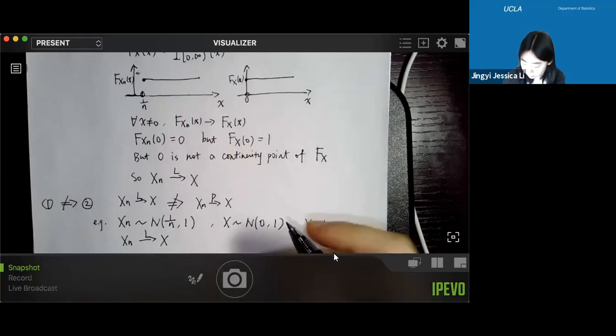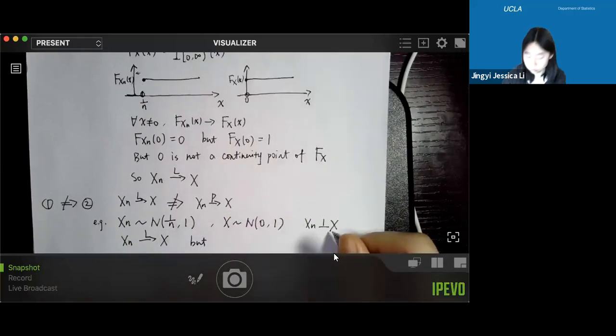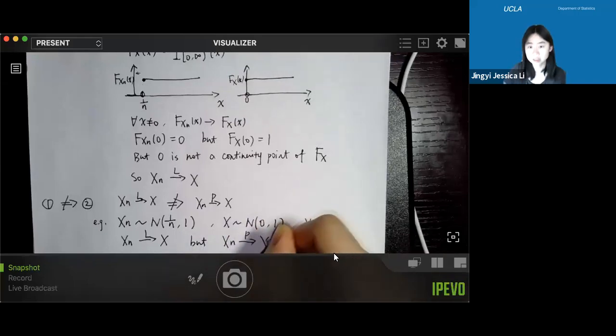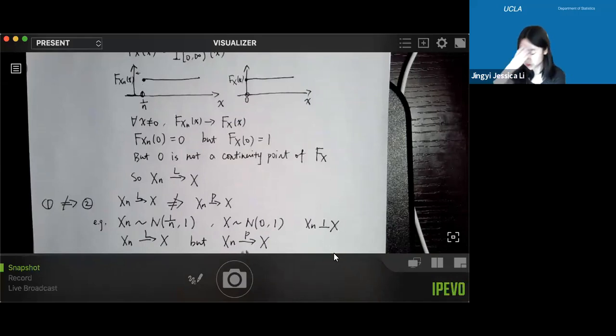But given the independence, we will not have X_n converge in probability to X. This is something I talked about last time. The reason is that convergence in probability requires X_n and X to behave similarly. If we think about the realizations I talked about last time, in every realization I must have X_n and X be very close to each other, and independence will not guarantee that. So that's why we will not have convergence in probability here.